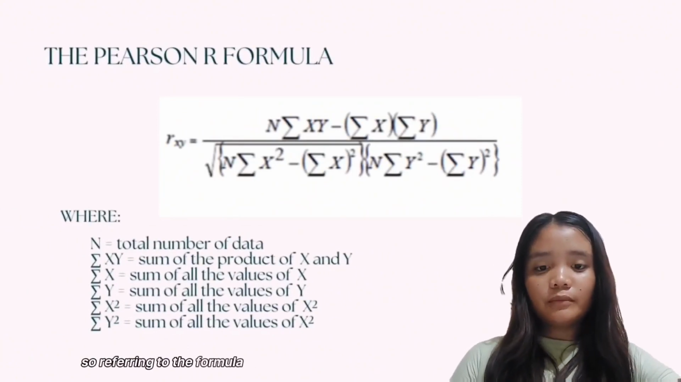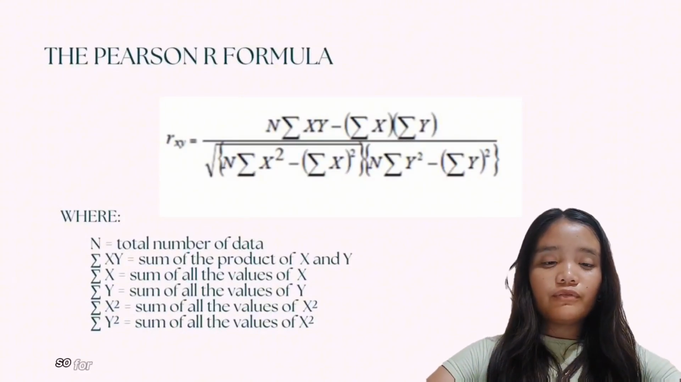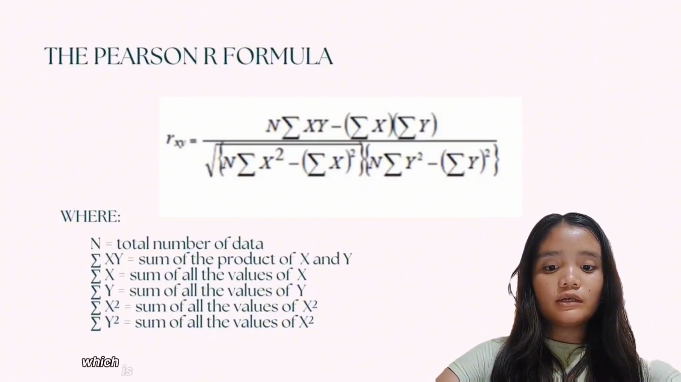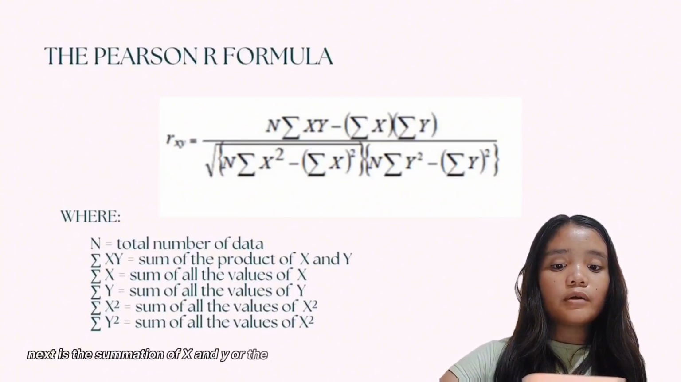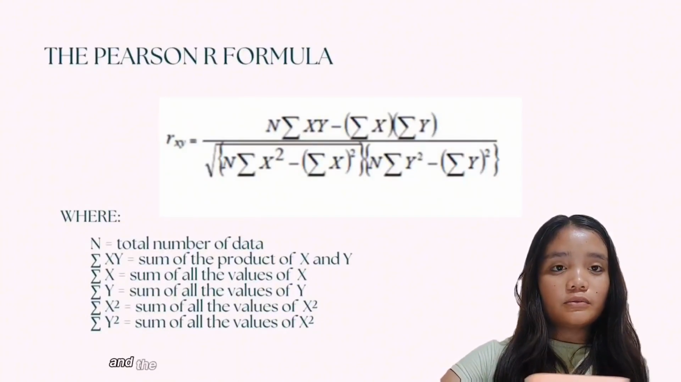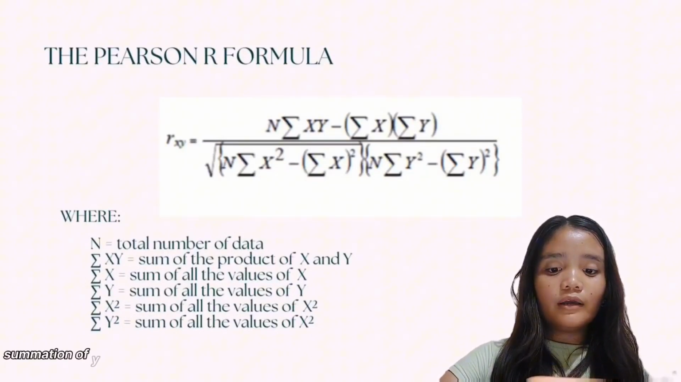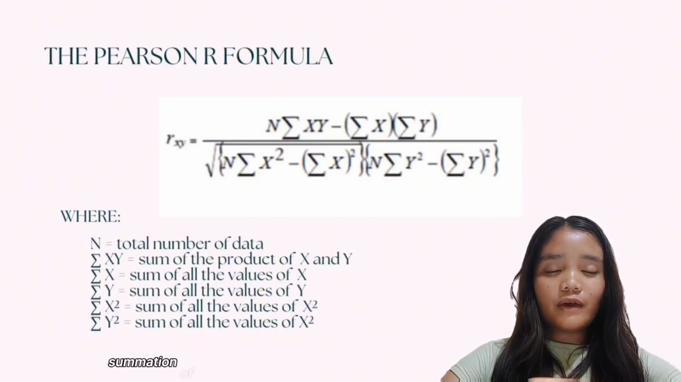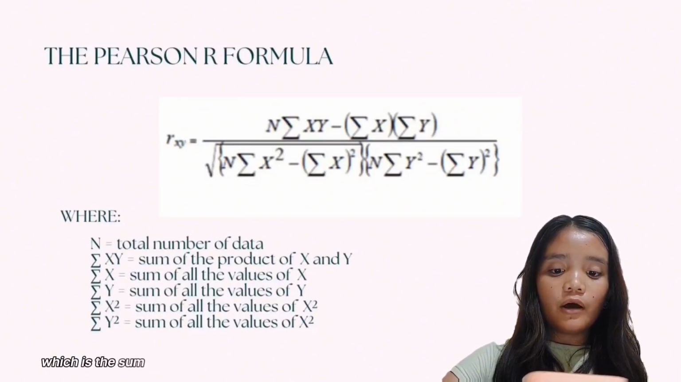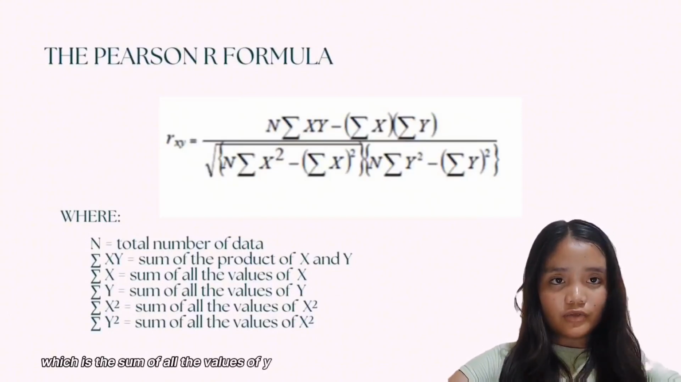We are going to compute for the value of Pearson R. Referring to the formula above, let me clarify it by explaining the symbols that were used in the formula. The first one is the letter N, which is the total number of data. Next is the summation of XY, or the sum of the product of X and Y. And the summation of X, which represents the sum of all the values of X. Summation of Y, which represents the sum of all the values of Y. Summation of X squared, which is the sum of all the values of X squared. And the summation of Y squared, which is the sum of all the values of Y squared.